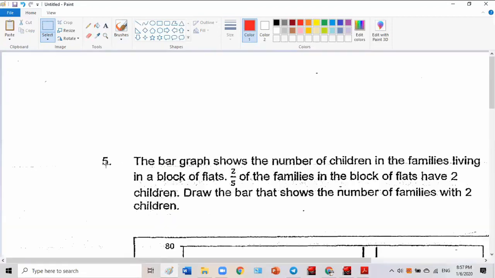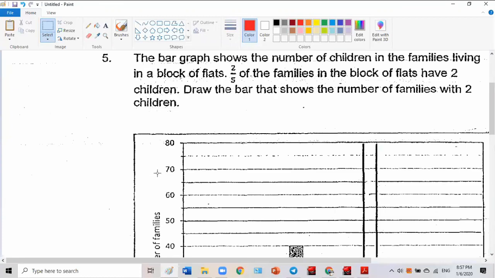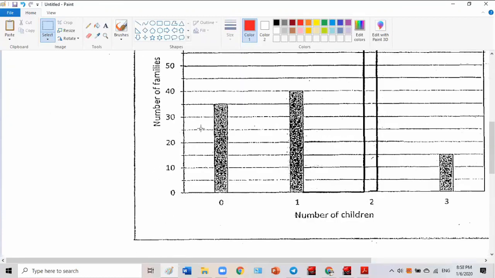Fast, you'll die. All right, the graph shows the number of children in families living in a block of flats. Oh, wow, okay, how to read this? So, just read first. Number of families with no children. How many are there? 35. Okay, thank you. One child. How many are there? 40. Thank you. Just read all these first.